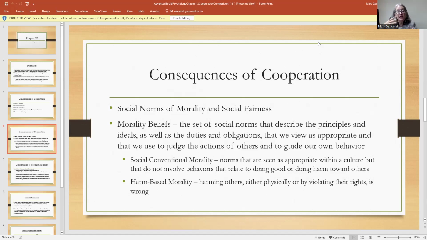They're the rules we set up of this is what good people do and this is what good people don't do. We have a thing called social conventional morality. This is very culturally based, so different cultures have different social conventional morality. These are norms that are seen as appropriate within a culture, but do not involve behaviors that relate to doing good or doing harm toward others. Then there's harm-based morality. That's true in all cultures everywhere. This is where harming others physically or violating their rights is seen as wrong, all the time, everywhere. So we put these together, and we have these ideals of what it means to cooperate and when we should and how much.